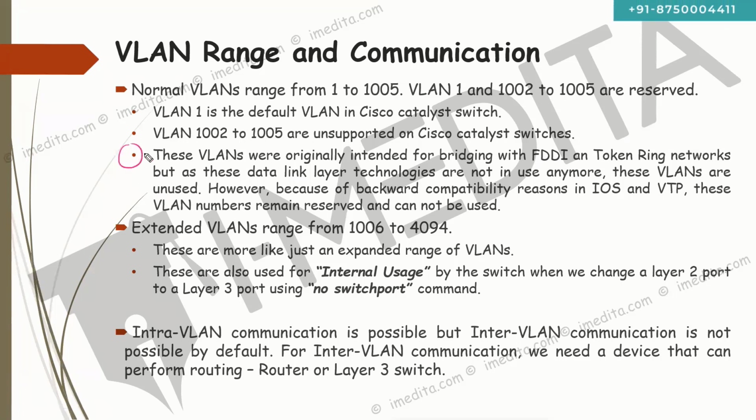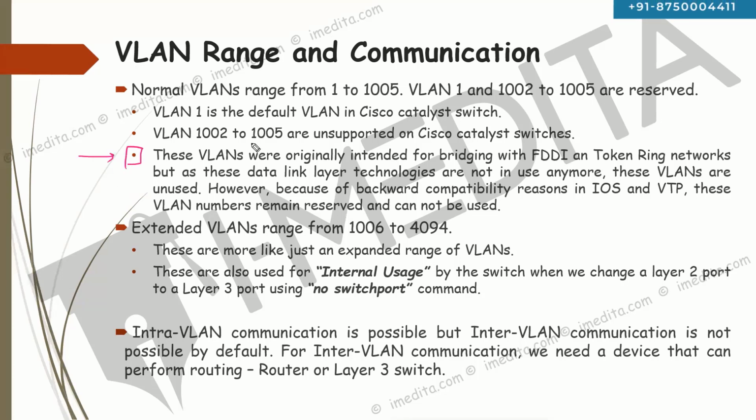VLAN 1002 to 1005 are unsupported on the Cisco Catalyst switch platform. However, because of backward compatibility reasons in IOS and VTP, these VLAN numbers remain reserved and cannot be used. Maybe somewhere we are still using technologies such as FDDI and Token Ring, so just for backward compatibility purposes, those VLANs are still created. By default, we cannot delete them, modify them, or do anything.